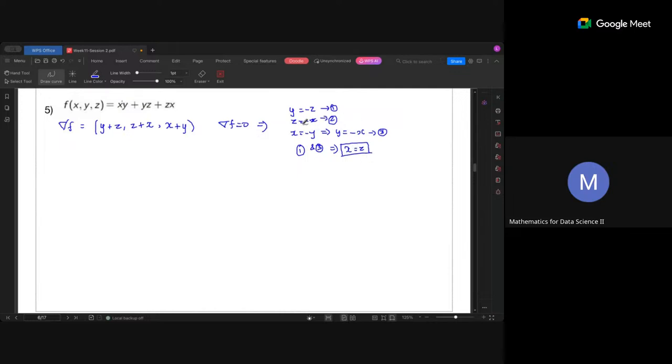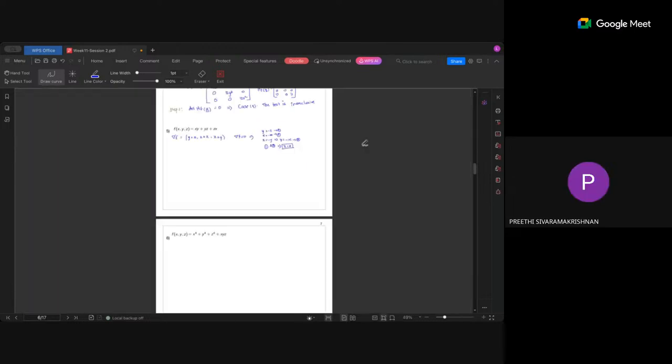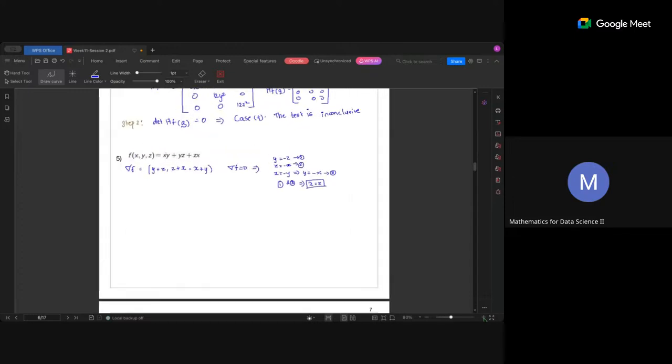See, now what is happening? z is equal to minus x and x is equal to minus z. So now what is happening? Is there any clash going on? So when does this happen? When both are equal to 0. What happened? I by mistake zoomed in.